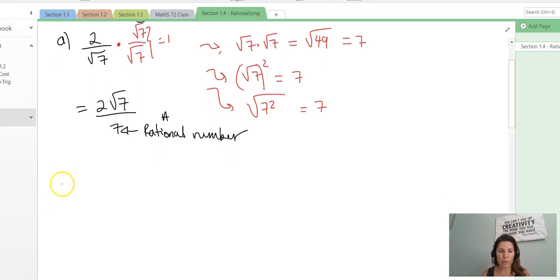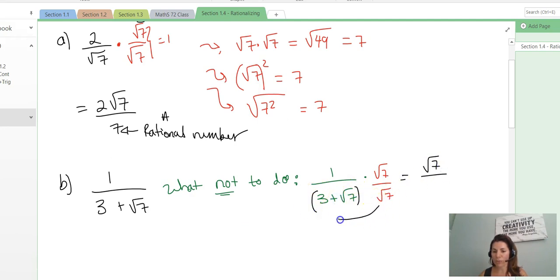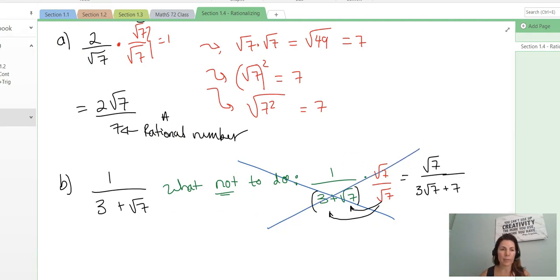Some of the ones that are giving you more of a problem are, what about when you have something like 3 plus the square root of 7? This is a little more complicated, and I'm going to do an example of what not to do, and you'll see why. If I say 1 over 3 plus the square root of 7, and I just multiply, as I did before, by the square root of 7 over the square root of 7, I'm not going to be able to solve it. This gives me the square root of 7 on the top, but on the bottom this is a quantity, so I have to distribute. It'll be 3 square root of 7, and then that one will become 7, but now I've introduced a radical in the other term, so we don't want to do that.